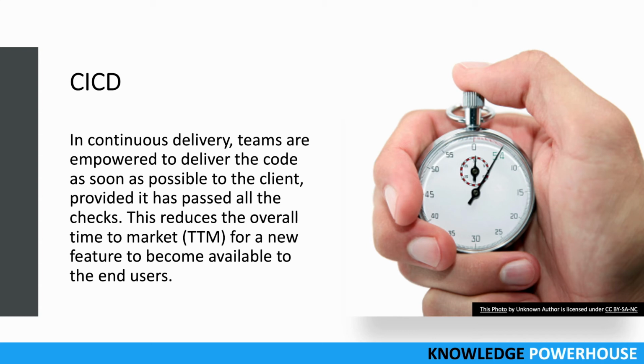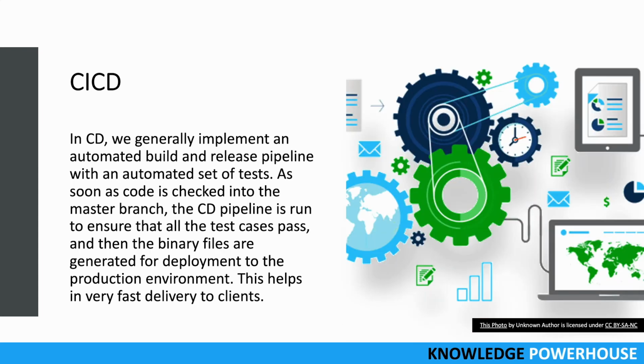So you're delivering it, and then this can go to production and be deployed, and consumers can start using this feature. In CD, which is called continuous delivery, we generally implement an automated build and release pipeline, and this has an automated set of tests. Automation is the key here, because if we have to do it manually, it's not called CI/CD.